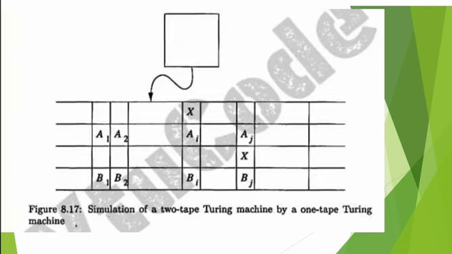This slide shows how a one-tape Turing machine simulates a two-tape Turing machine. You can see multiple rows representing tracks, and each track contains a symbol with the head markers shown as X. This is how multiple tapes are compressed into one tape.